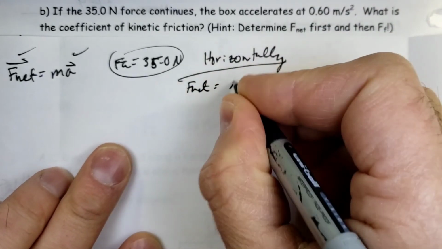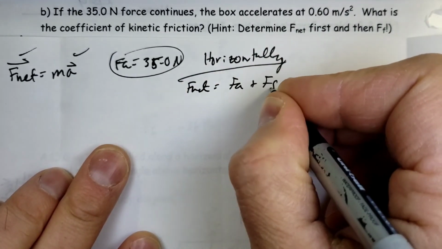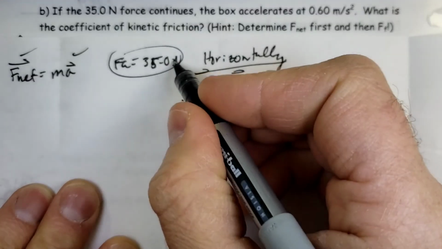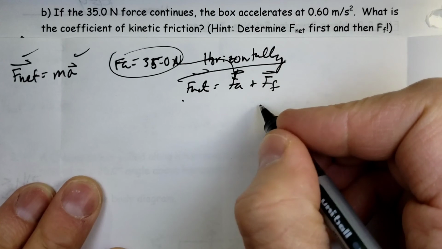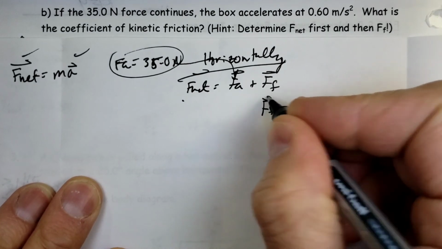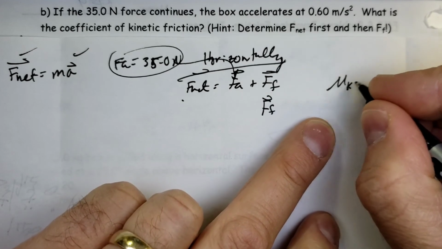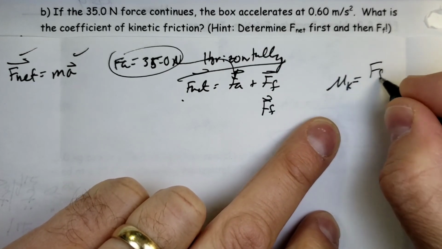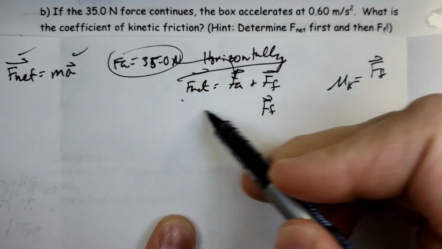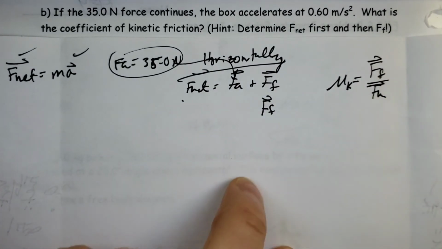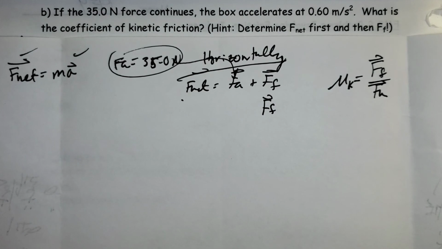F net is equal to FA plus FF. So you'll put that F net value in there, and we have FA, so you'll be able to figure out FF. Then we'll be able to figure out the coefficient of kinetic friction by using the kinetic friction force from here divided by FN. Okay, so those are some hints for this assignment.